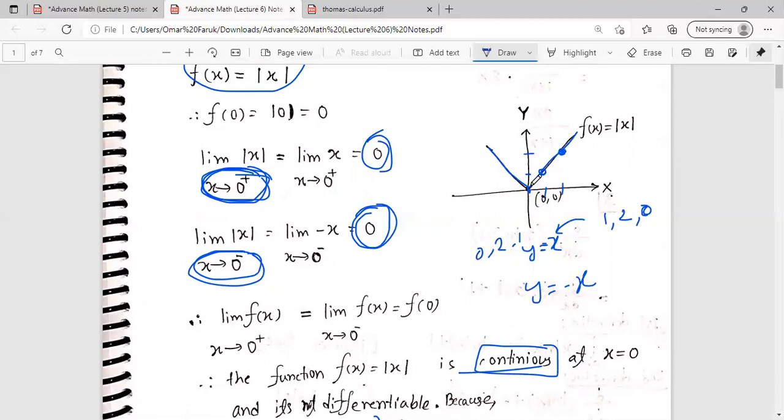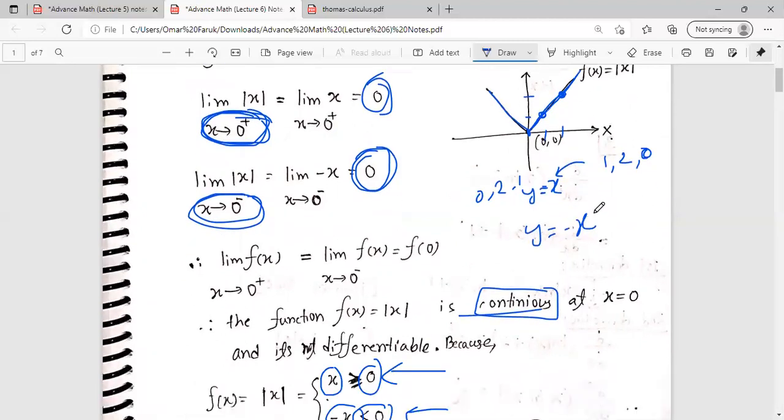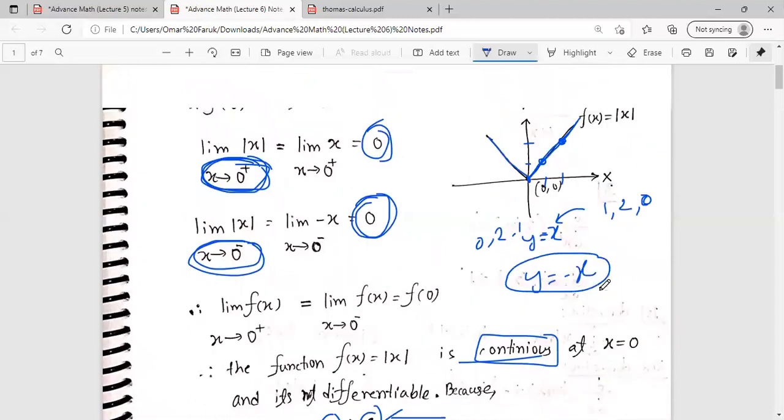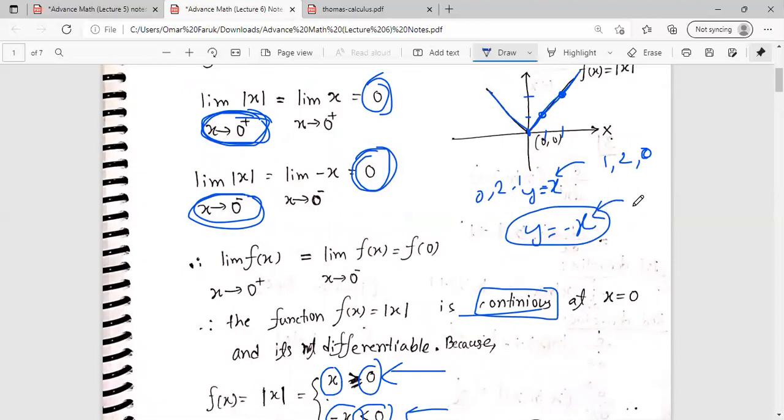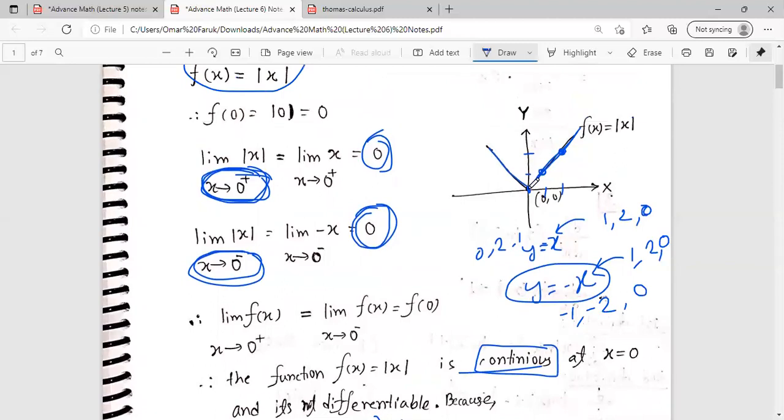So this is our graph, and again this one. Let's say you take x equal to 1, so y will be minus 1. You take x equal to 2, y will be minus 2, right? You take x equal to 0, y will be 0. So this function is here. This way we draw the graph.